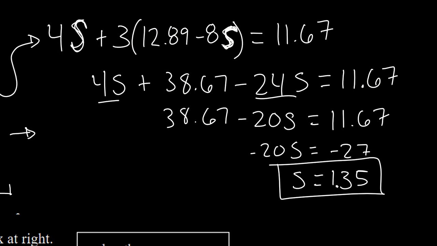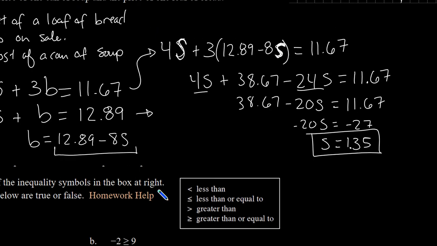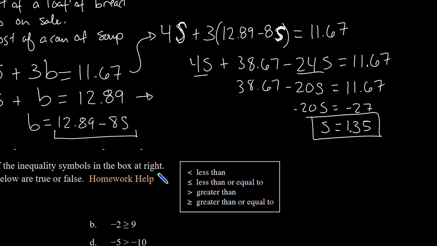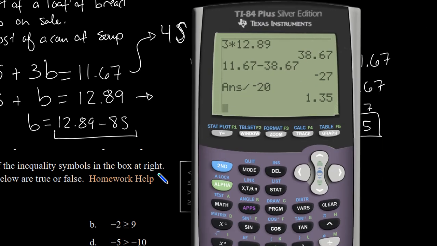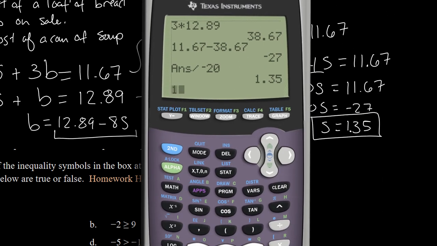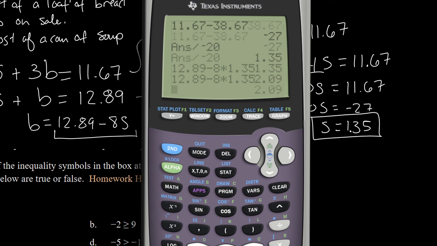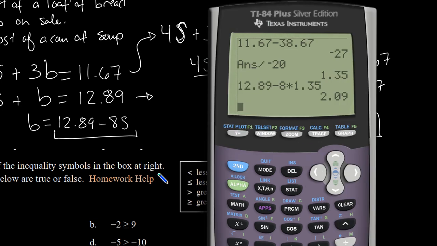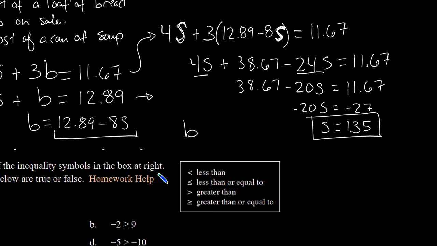And now for the loaf of bread. Well, remember our substitution, right? We got b alone already in the second equation, so I'm just going to use that. So the loaf of bread should be $12.89 minus 8 times s, and s is right there, and I get 209.